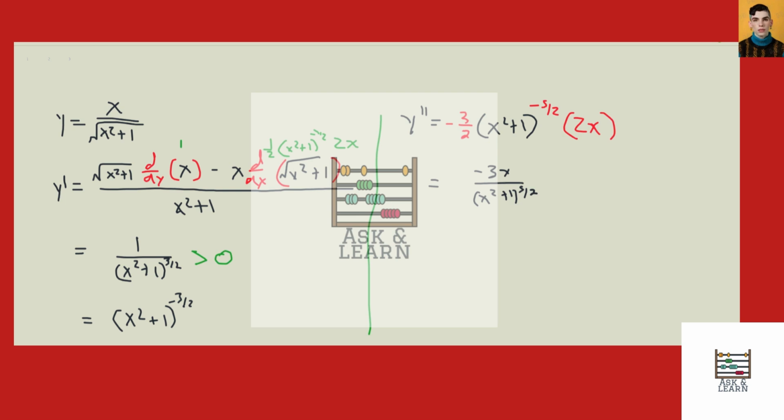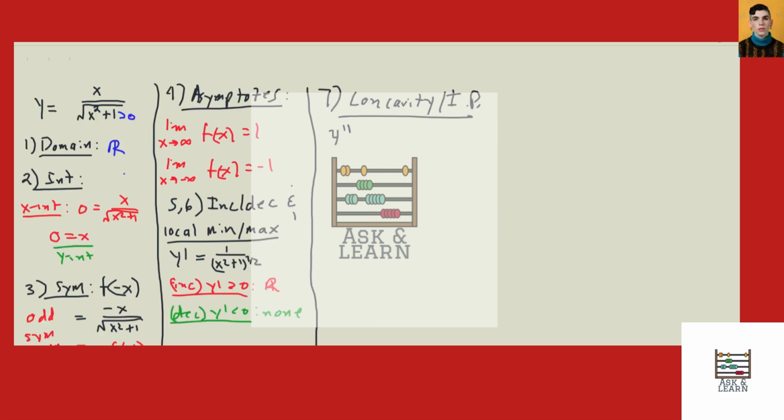Now, this function here can equal 0, and it will equal 0 when x is equal to 0, since we would set the numerator equal to 0. So we'll go ahead and use this as a possible point of inflection. All right, so we have y double prime is negative 3x over x squared plus 1 to the 5 halves power.